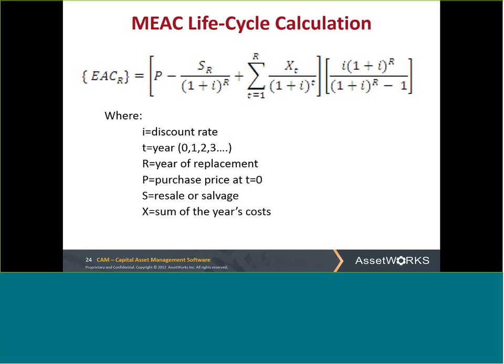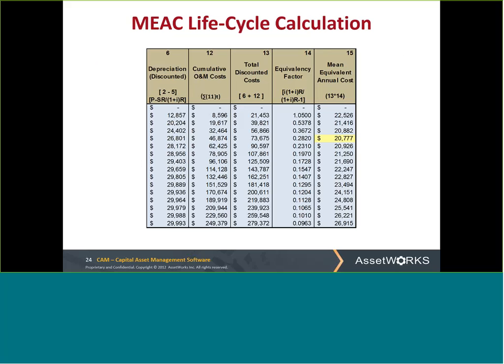This formula here represents the mean equivalent annual cost calculation, where essentially we're taking purchase price less the resale value plus the sum of our operating costs over time, and then applying an equivalency factor that's using a discount rate and interest or time to come up with that factor. And for each year of life, we do this calculation and come up with a total cost in each year.